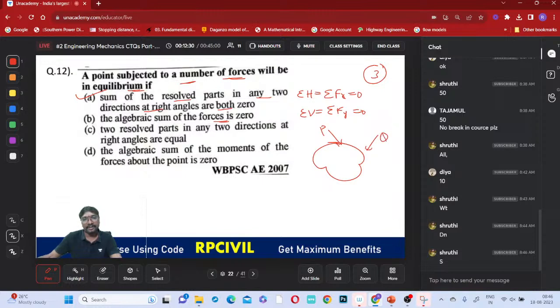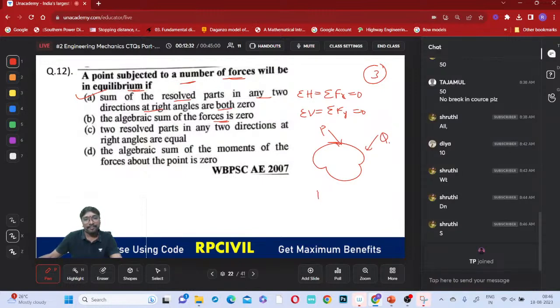Suppose one force P is in this direction and one force Q is in this direction. Can we say just P plus Q equal to 0? Is it correct to say P plus Q equal to 0? No, P plus Q can never be 0. P plus Q should not be 0. What can you say?